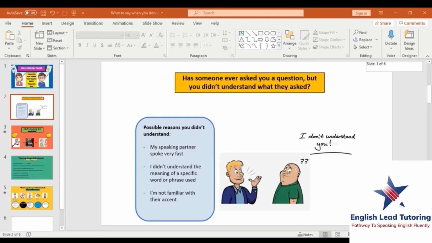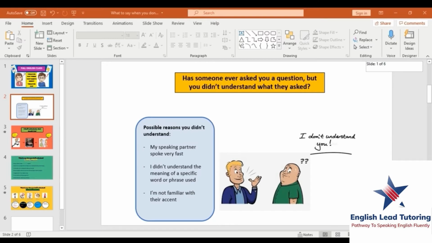Another possible reason, maybe why you didn't understand something that was said in the past, is because your partner used a word or a phrase that you weren't familiar with. And of course, again, you're learning a new language. Your vocabulary might not necessarily be as extensive as someone who has been learning the language for a very long time, or even better yet, a native speaker of the language. So your vocabulary might not necessarily be as wide.